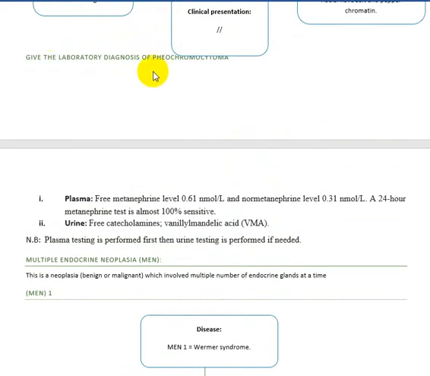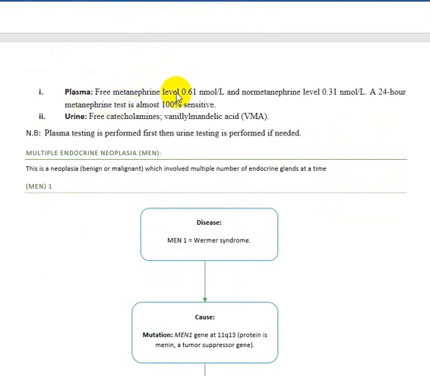Now, how do you diagnose pheochromocytoma? We have free metanephrine, because metanephrine is in the decomposition series of epinephrine. When epinephrine is decomposed, metanephrine is produced. So increased free metanephrine and normetanephrine show that there is an increased level of epinephrine and norepinephrine, so you can suspect a pheochromocytoma. You also test free catecholamines and vanillylmandelic acid.